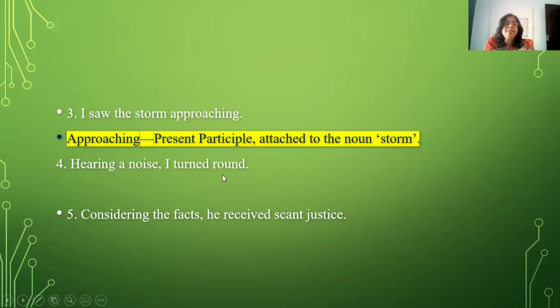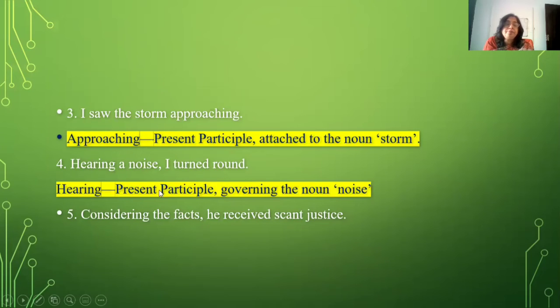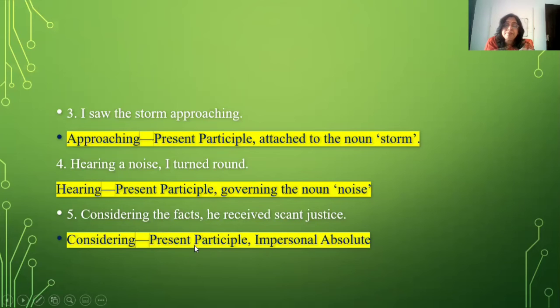Hearing a noise, I turned round. So hearing is the present participle governing the noun noise. Considering the facts, he received scant justice. Considering is the present participle and impersonal absolute.